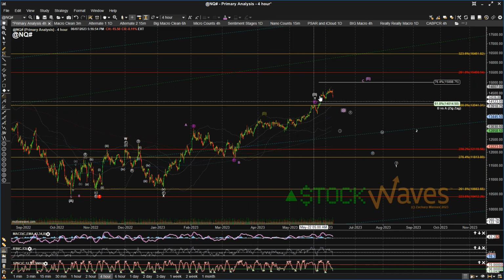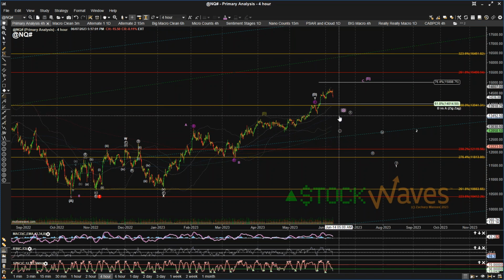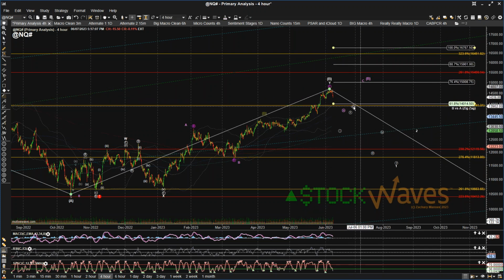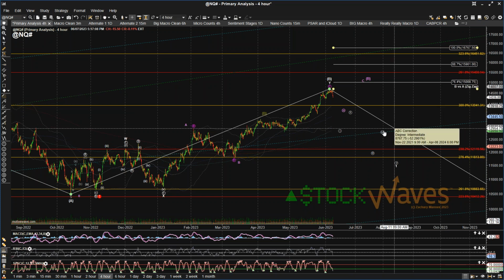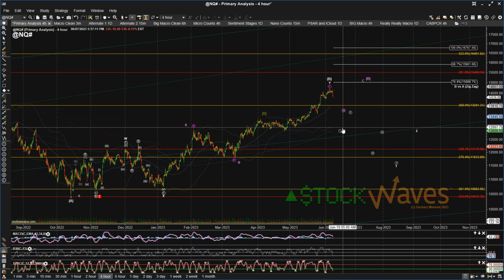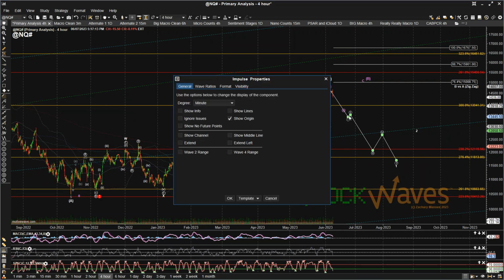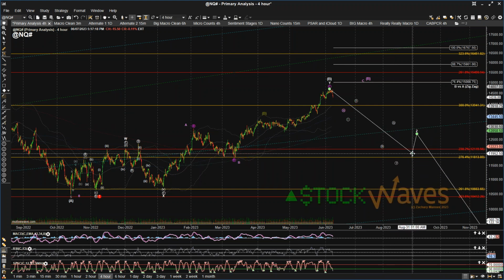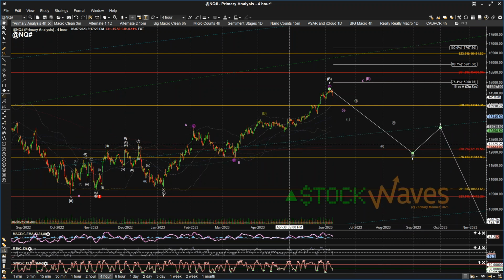It is possible to just count this as extension, and we can start to look for a possible break of some support, which would be the 13,500 region, the first real break of support level, and an initial 5 waves down and 3 waves up to give us a possible start to wave 1 of the C wave to the downside. Probably shouldn't be that low. Here we go, something like that.